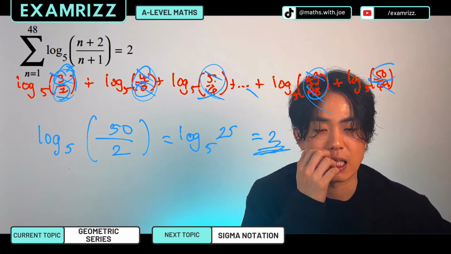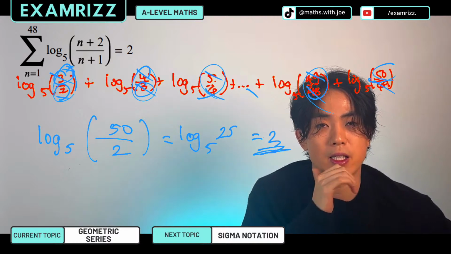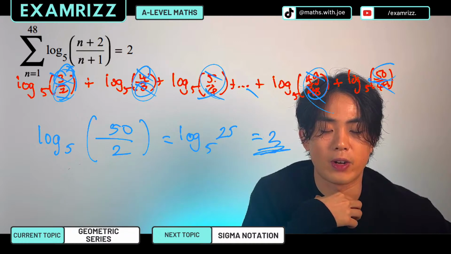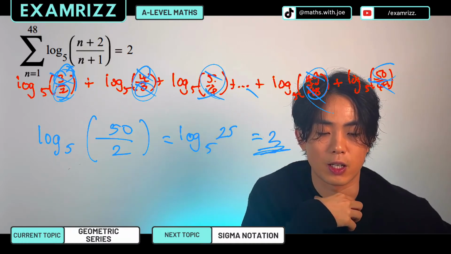Okay, so that's how we get this one. As I said, this case is neither geometric nor arithmetic. It's just simply plugging in n values and trying to use mathematical deduction to answer these types of questions.